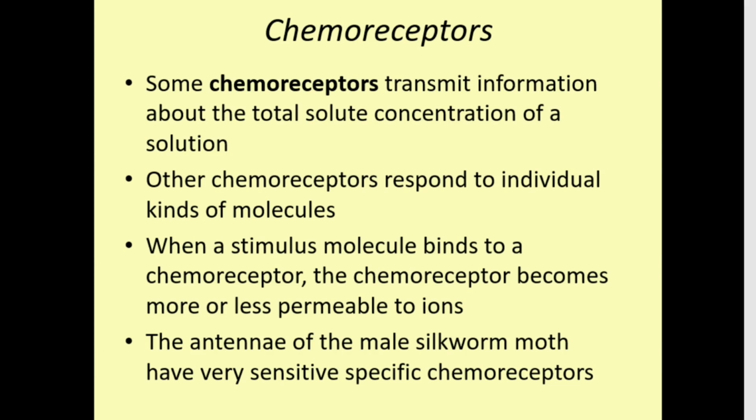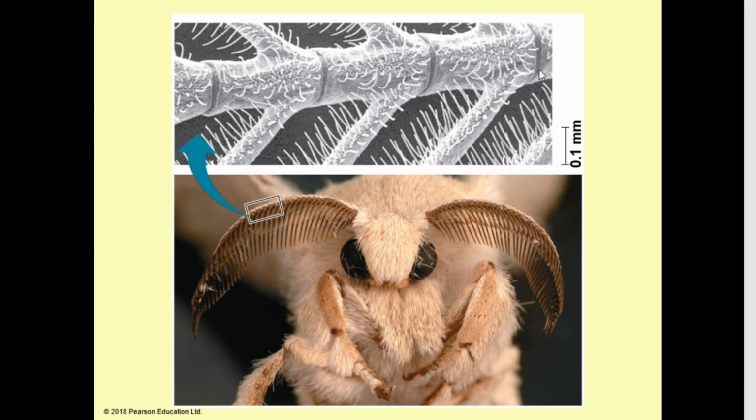Different animals obviously will rely more or less heavily on their sense of smell, or on chemoreceptors, depending on what environment they live in. As an example here, the antennae of male silkworm moths have very sensitive, specific chemoreceptors. We can see the moth here, and you can see the chemoreceptors on its antennae. They are basically very sensitive to scent molecules that are given off by the females, so it helps the males to find females to help them reproduce.